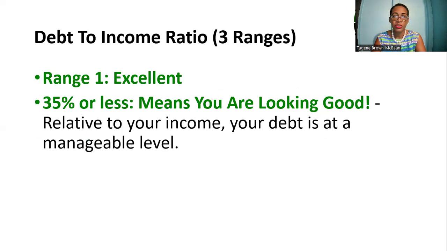All right. So what does range one mean? Excellent, right? When the bank does the calculation, what does it mean? So range one is 0 to 35%, or anything 35% or less. This means that you are looking good in the eyes of the lender relative to your income. You see, the word income comes up again. Relative to your income, meaning compared to your income, your debt is at a manageable level.